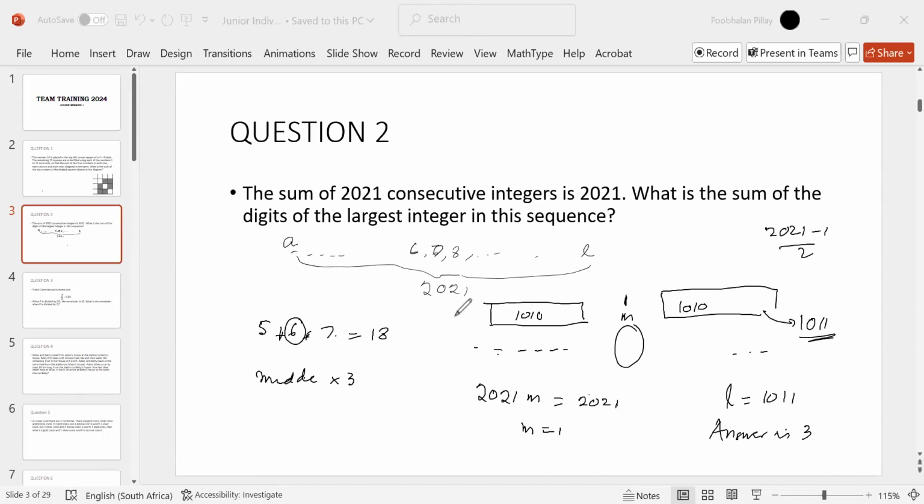So just remember that when you're adding consecutive numbers like this, the sum is the middle number times the number of numbers. So I can calculate the middle number very quickly, and it turned out to be 1 itself. And once you know the middle number, you can work out what the last number is, because they are consecutive numbers. All right.